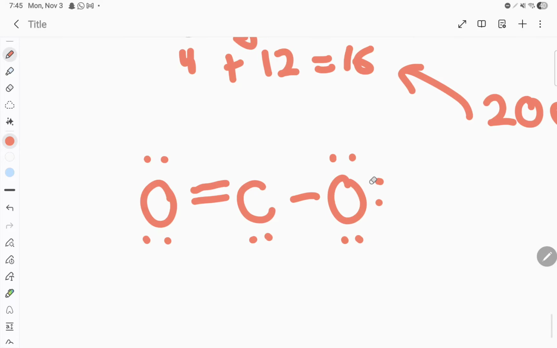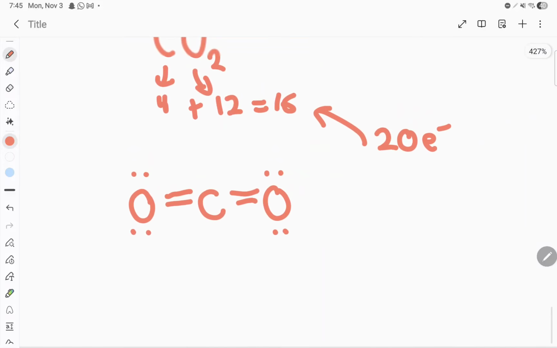And that's, we removed 1 pair, which means we remove another 2 from here and 2 from here, add the double bond again. So you have 2, 4, 6, 8, 10, 12, 14 and 16, and that is correct.